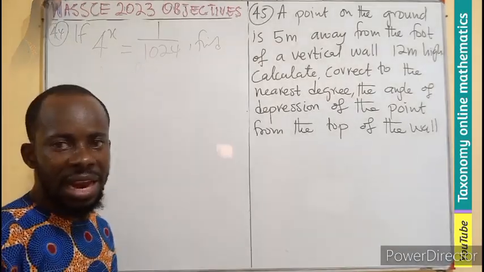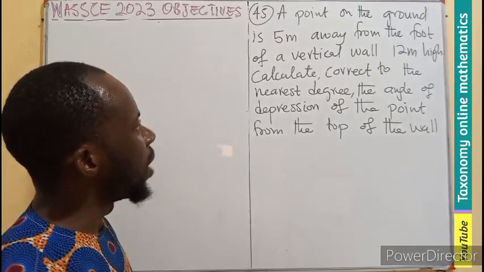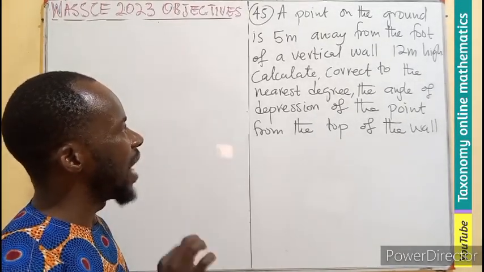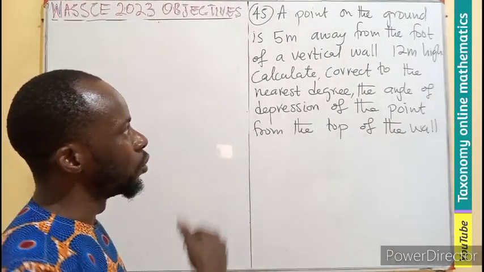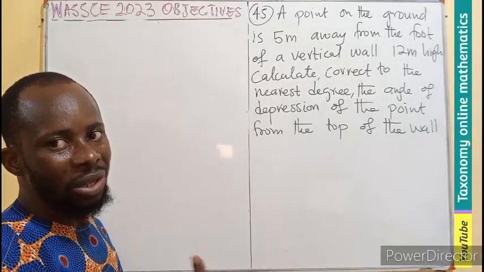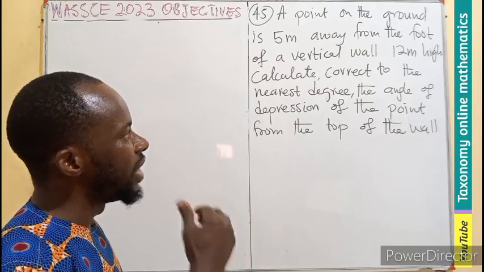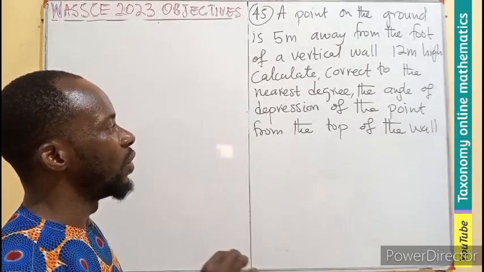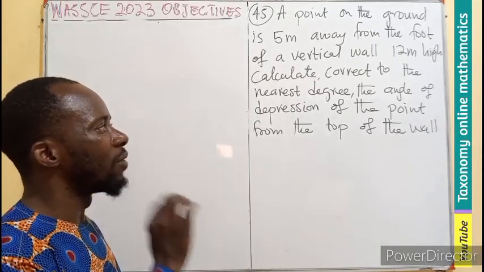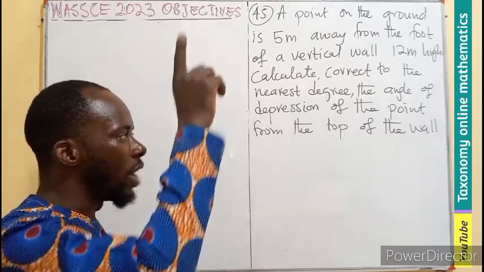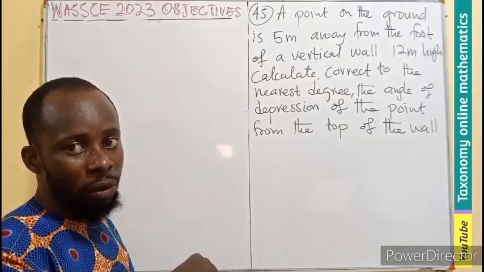Question 45, the last in this episode. A point on the ground is 5 meters away from the foot of a vertical wall which is 12 meters high. We have to calculate, correct to the nearest degree, the value of the angle of depression of the point from the top of the wall.